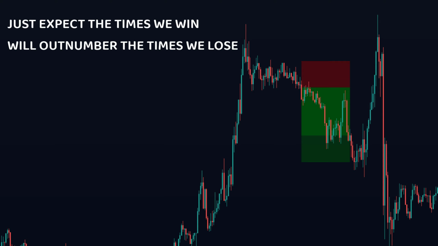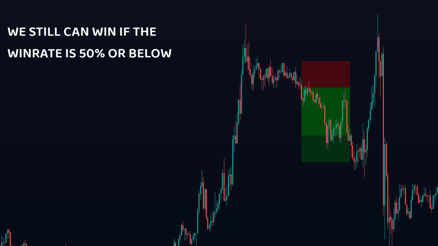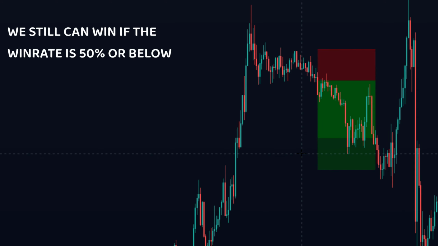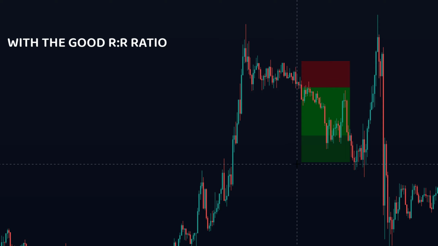Just expect that the times we win will outnumber the times we lose, and it is fine even if the number of our wins is equal to the times we lose, with the risk-reward ratio greater than 1. For example, 1:2 or 1:3. When we sum up, we still have a positive value.